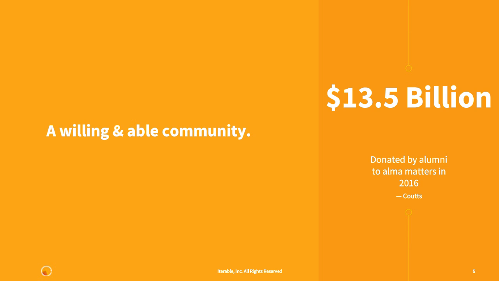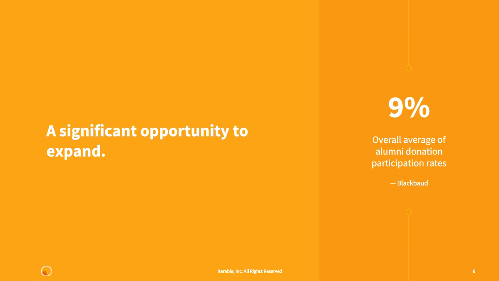Coutts is the private wealth management subsidiary of the Royal Bank of Scotland, and they said in 2016, alums donated $13.5 billion to their alma mater. So let that sink in for a second. The first part of this opportunity is that $13.5 billion is way too important to pass up. I'm sure we can all agree on that. The second part of this equation, and what makes this opportunity so massive, is that Blackboard, a cloud provider of non-profit software, estimates that this $13 billion comes from 9% of the alumni population. So 91% of the alumni population are not currently donating. Now, that's what I call an opportunity.